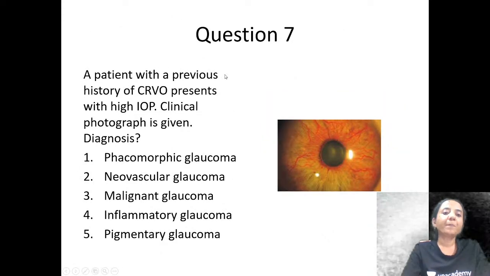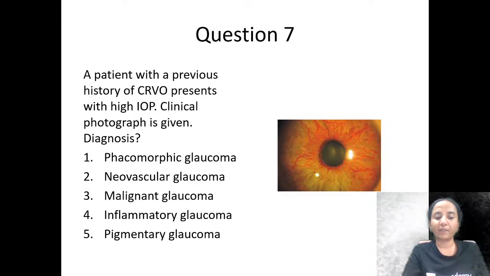A patient with a previous history of CRVO presents with high intraocular pressure and the clinical photograph is given. Now, what are we going to call this?